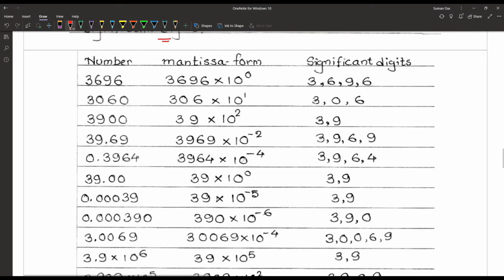The first one, 3696. Now we can write that number in the form of Mantissa, 3696 into 10 to the power 0. So which are the significant digits? 3, 6, 9 and 6. So there are 4 significant digits in 3696.